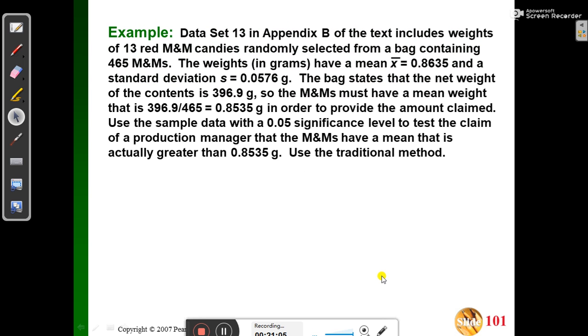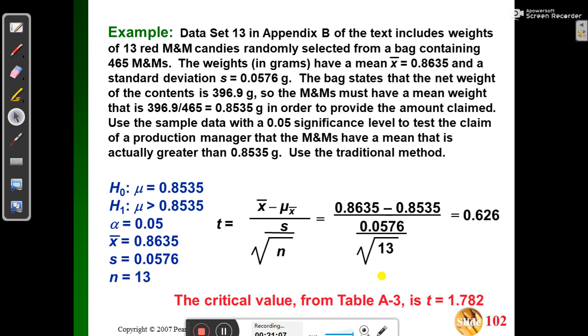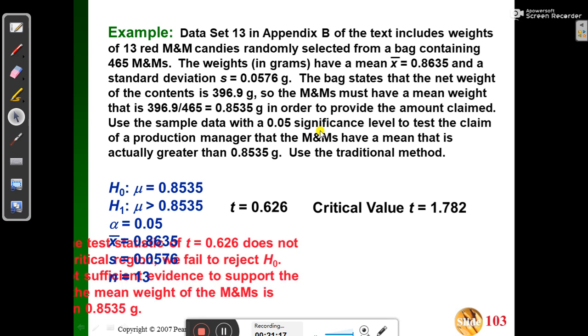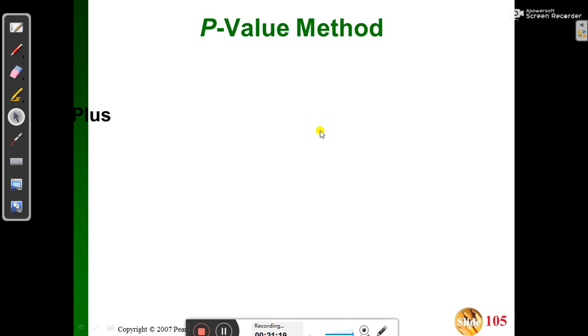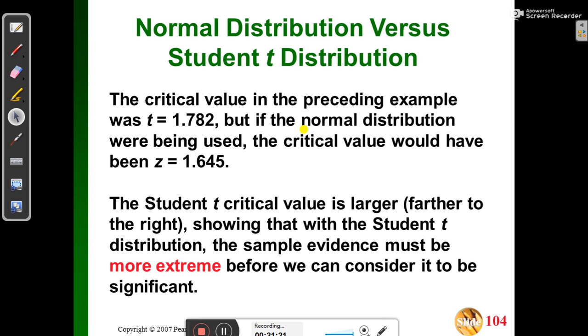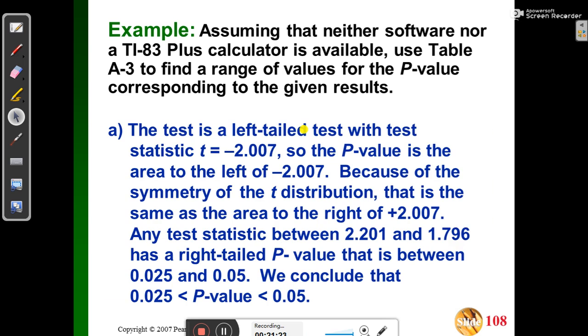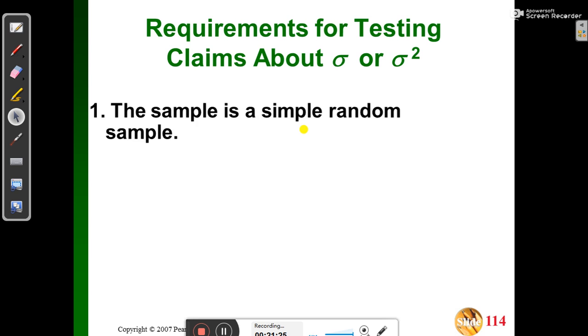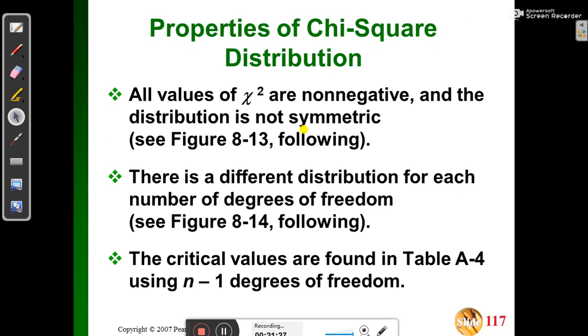So I'll try to go through this example. Here is the dataset 13 in appendix B of the text. You might not understand this because it is referencing another context or text, so we'll try to avoid this.